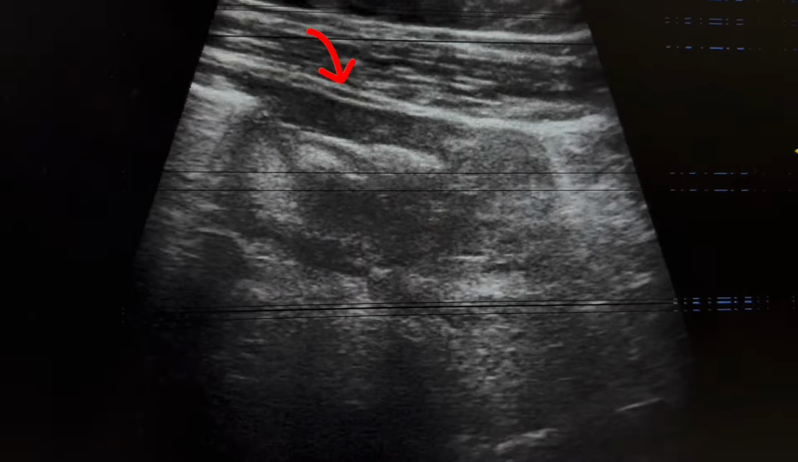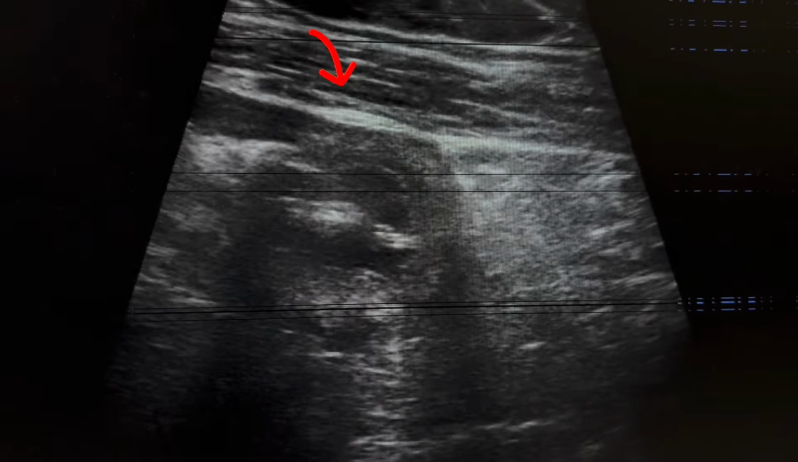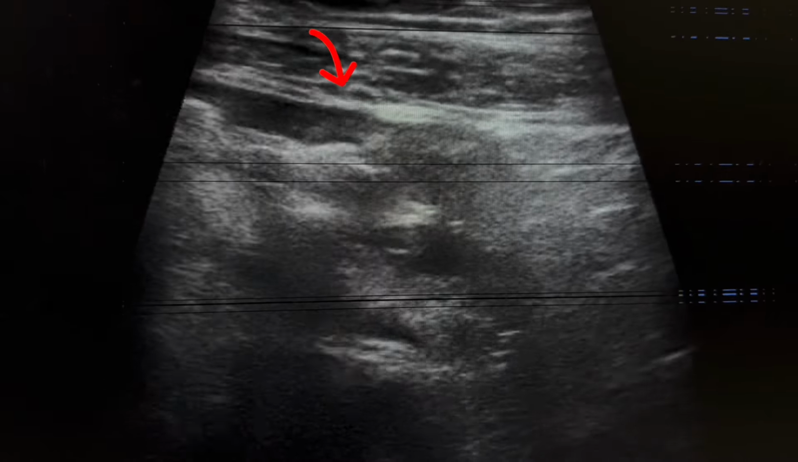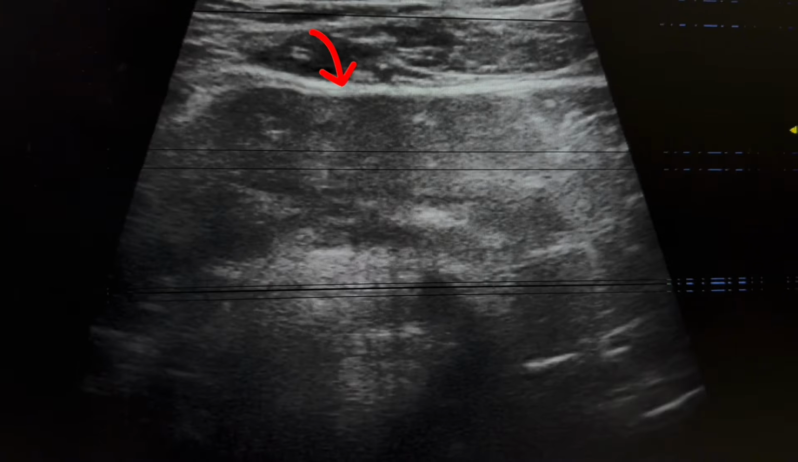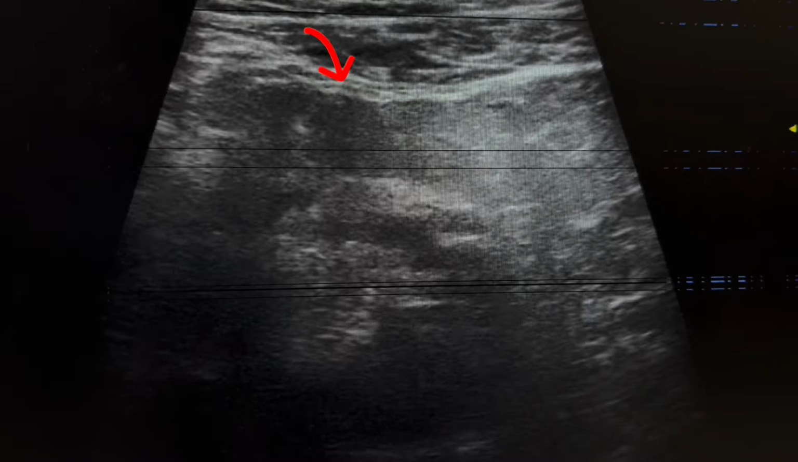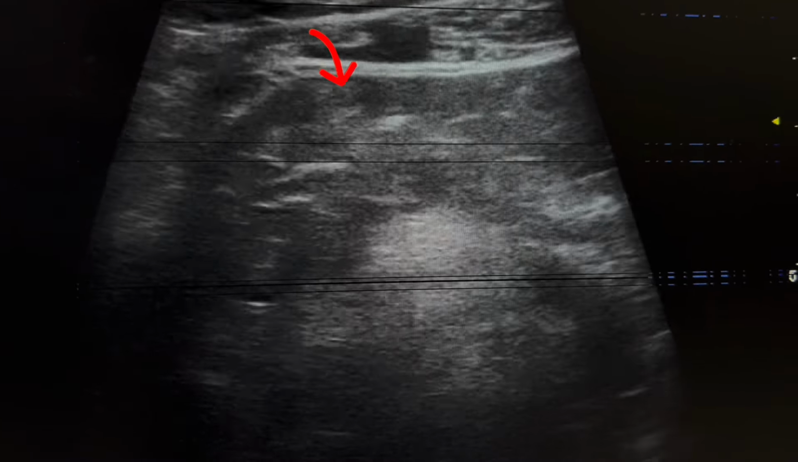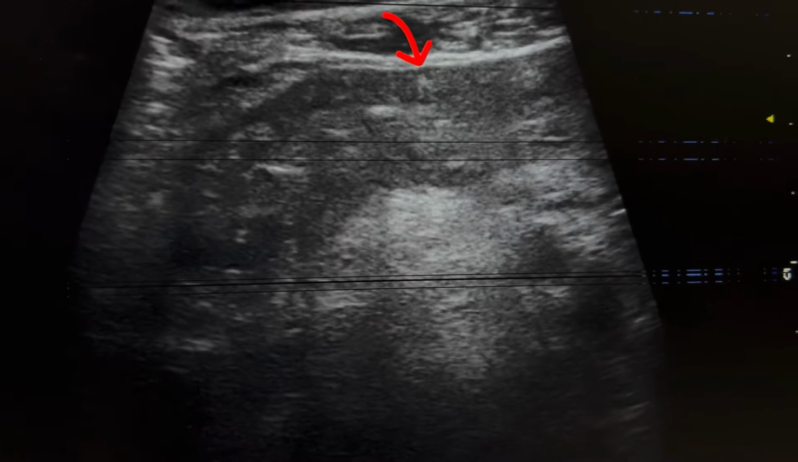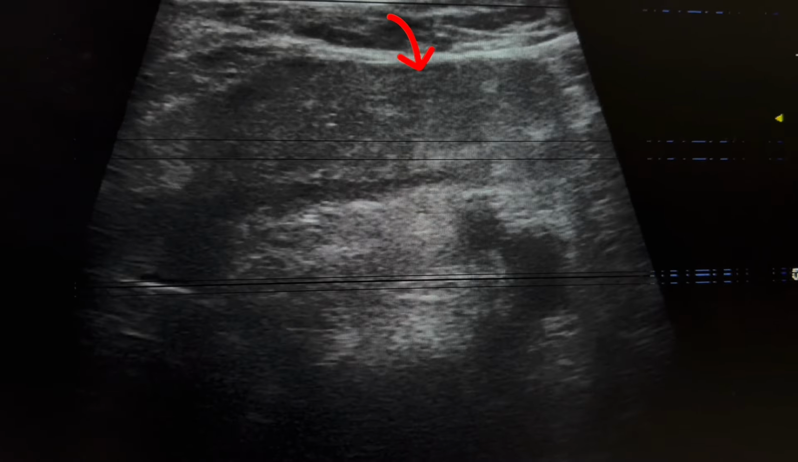Now we continue scanning around the cecum to find the appendix. For that we will fix the probe at the cecum and then tilt the probe up and down to find the appendix.